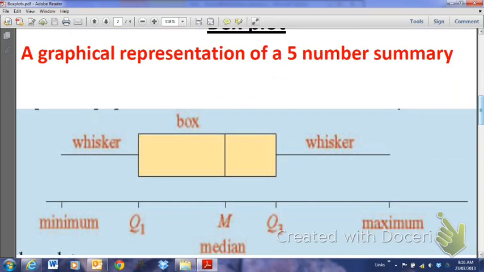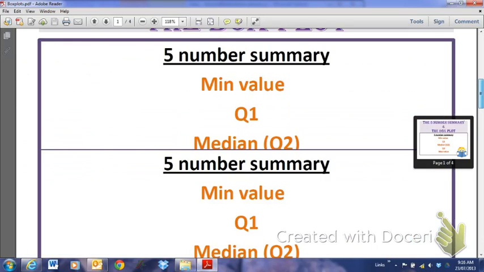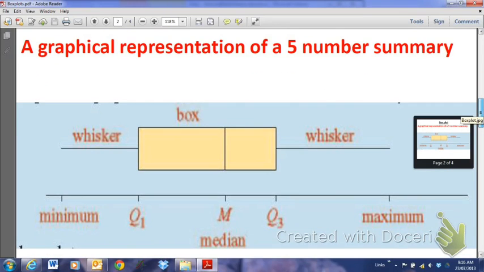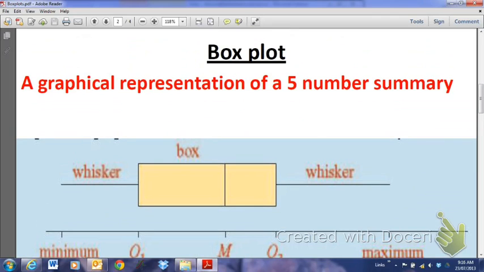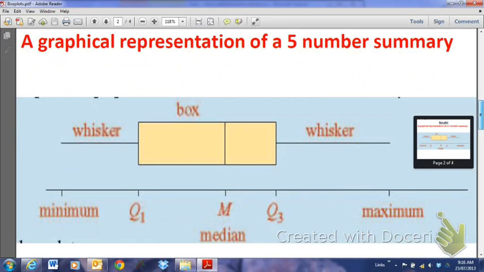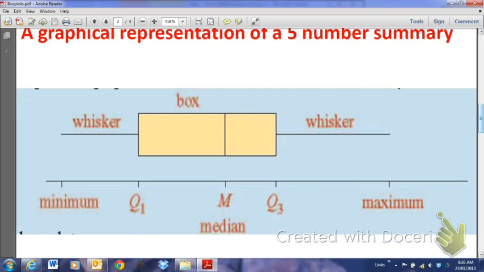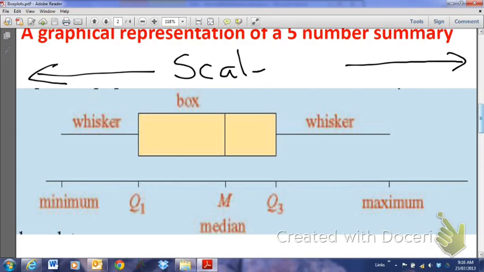Okay, graphical representation of your 5-number summary. Whisker, box, etc. Now we call them box and whiskers for obvious reasons, because they look like a box with 2 whiskers on the end. Now the important part in all of this is that this section here to there must be in scale.